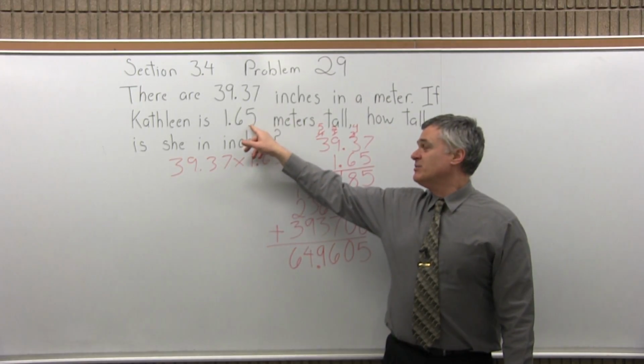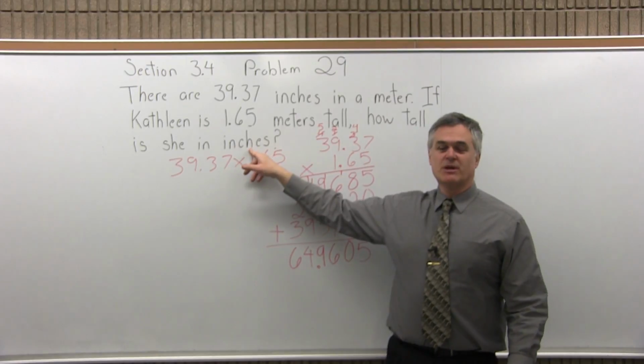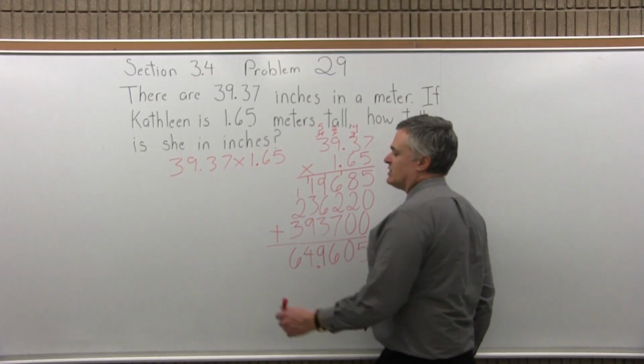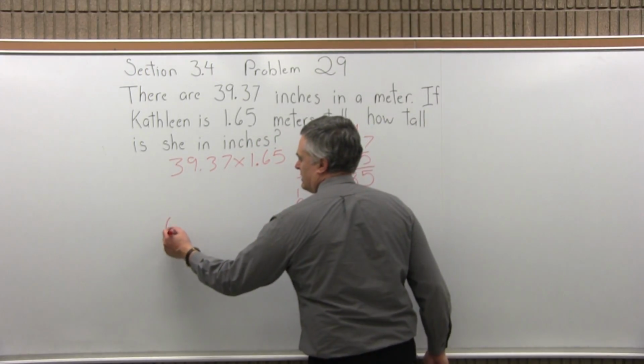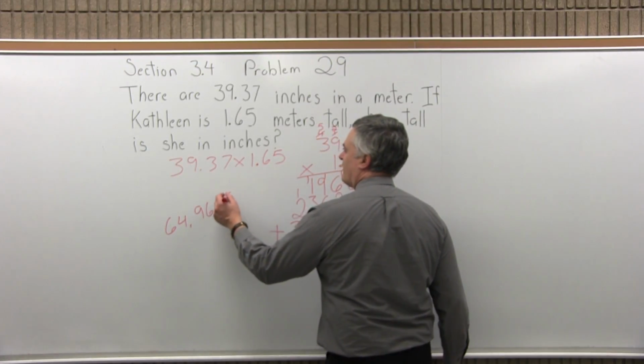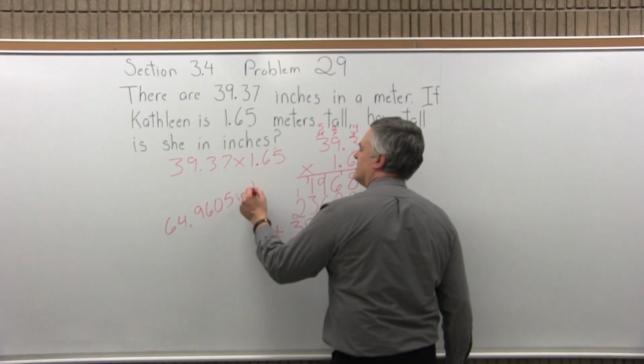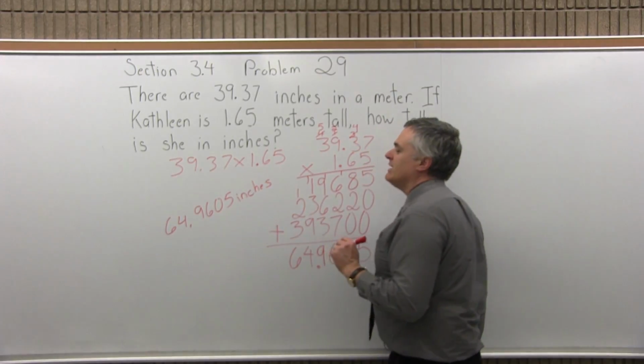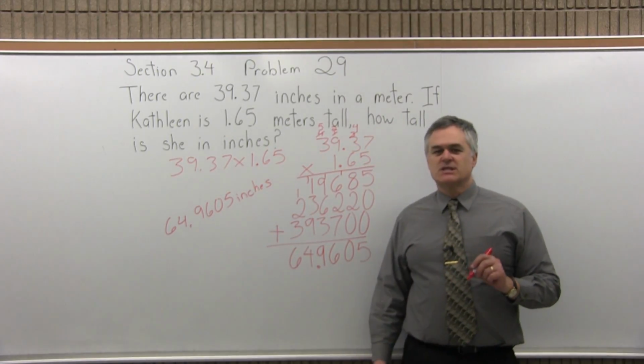Now again, I can't leave just a number because it's an application question that has units of measure. So the height was given in meters. We did the multiplication. That means we're going to be getting our answer in inches. So the answer is 64.9605 inches. That is the height in inches. Almost 65 inches tall.